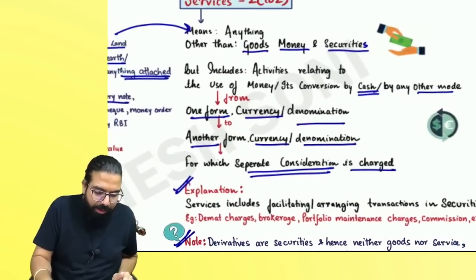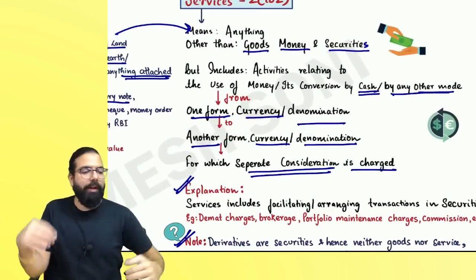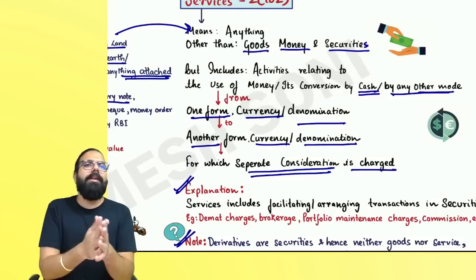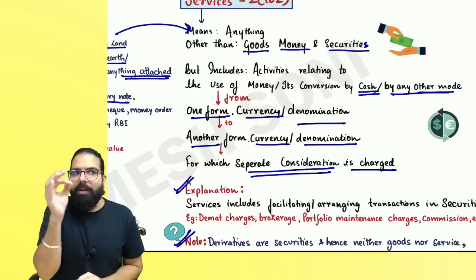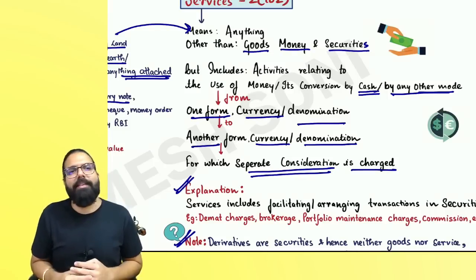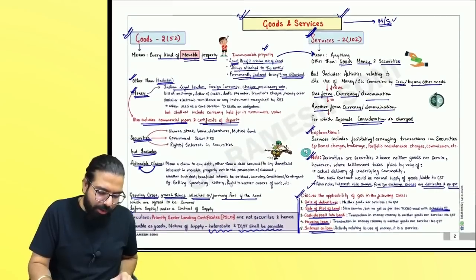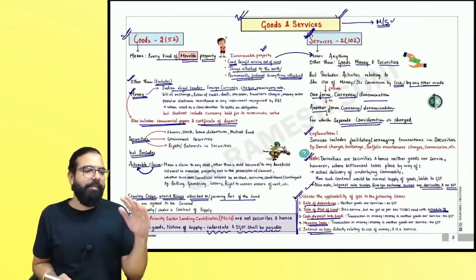See over here, everyone, it is conversion by cash or by any other mode from one form to another, one currency to another, one denomination to another, for which separate consideration is charged. That will be a service. And facilitating or arranging transactions in securities is also a service. Right, everyone? Here I'll close this small and sweet chart of goods and service.